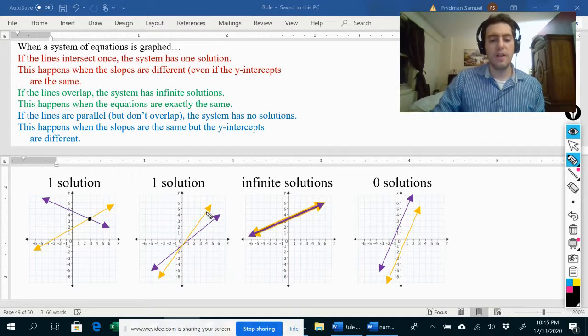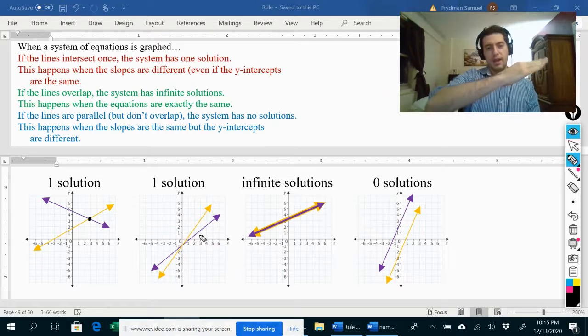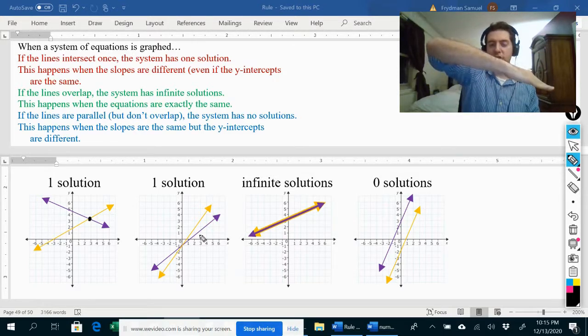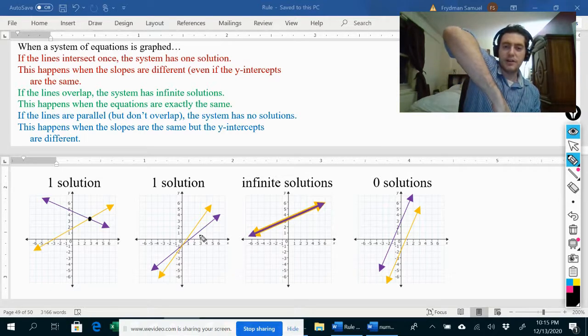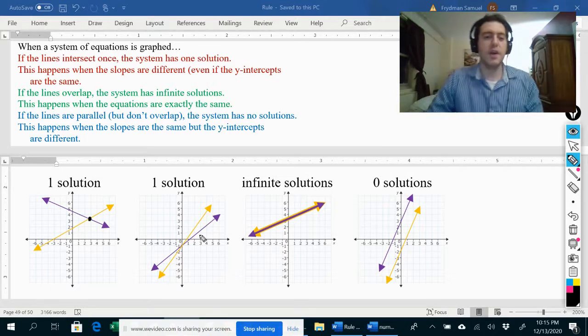By the way, just a reminder, slope just means how steep the line is. So this would be a relatively small positive slope. This would be a much larger positive slope. This would be a relatively small negative slope. And this would be a much steeper negative slope, okay?